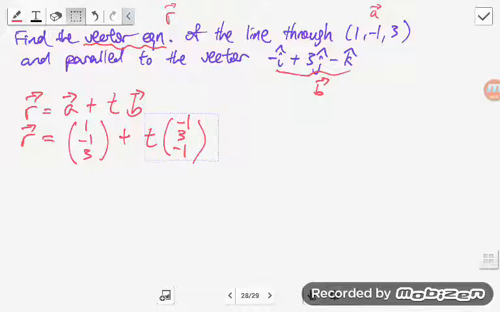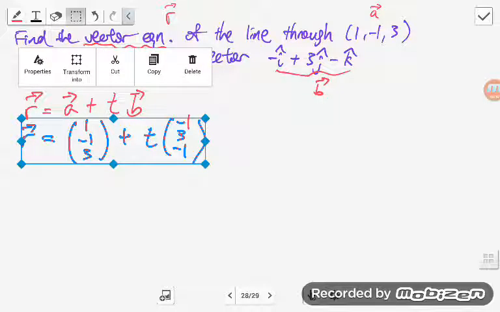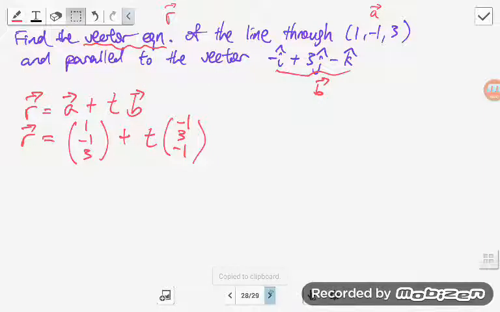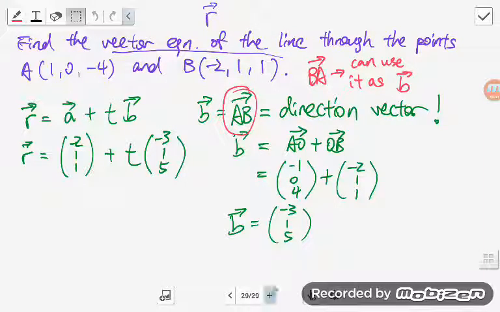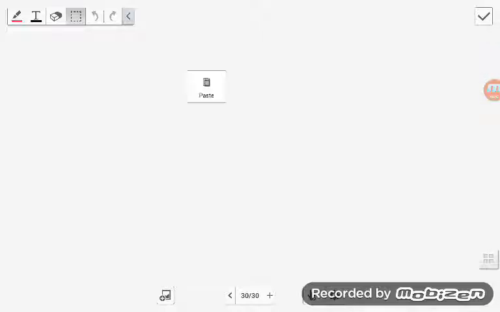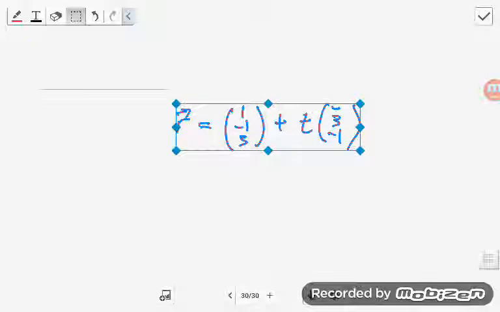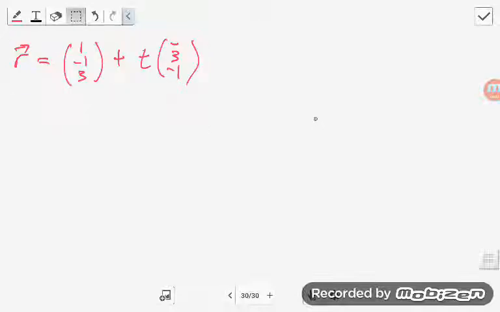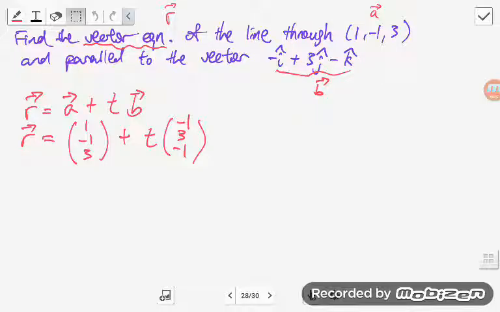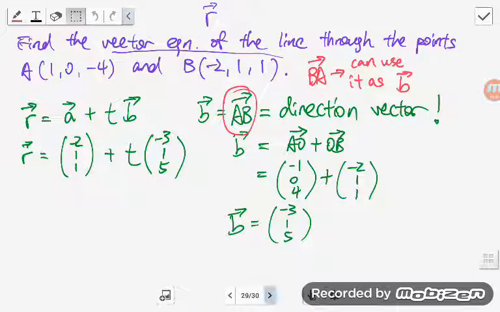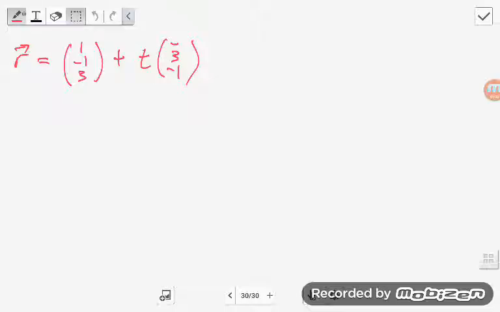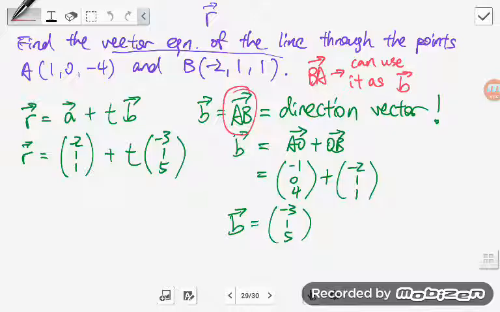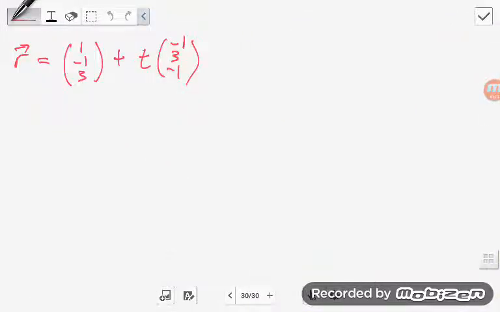So I'm going to copy that. Let me copy that. Okay, I'm going to paste it here, paste it on this page, and let's move them up here. Oh, I'm missing something there. That's -1, 3, -1. Okay. So I have -1 over there. So this is the vector equation of my first line, okay?